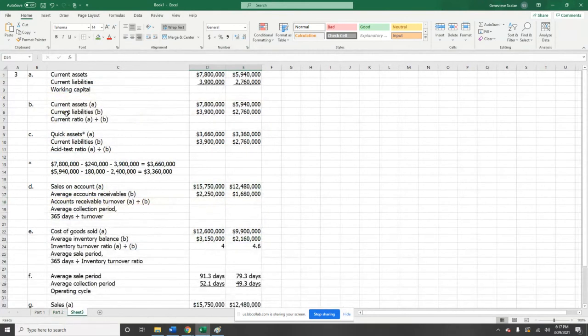Okay. So part 3, you have to do some liquidity ratios and asset management. So there's A through G.